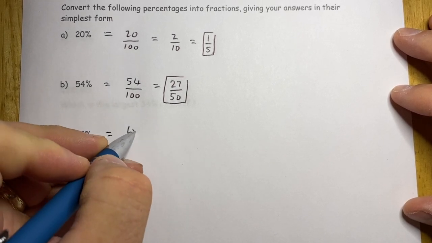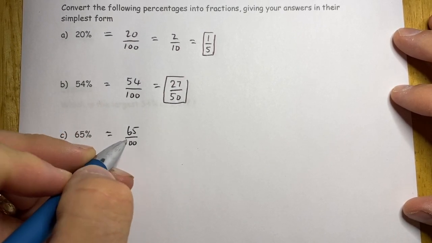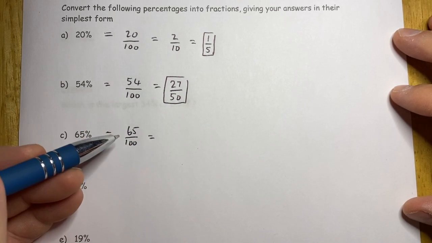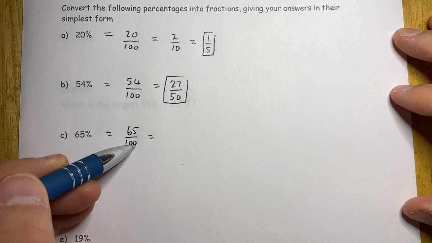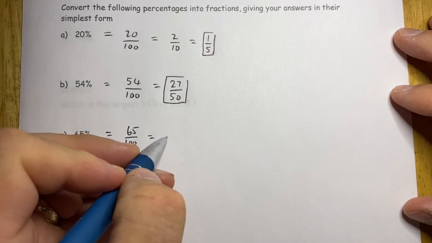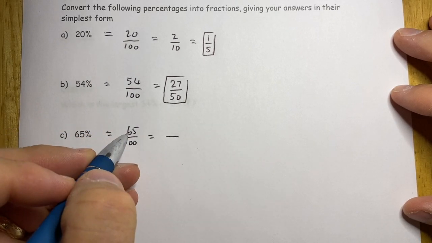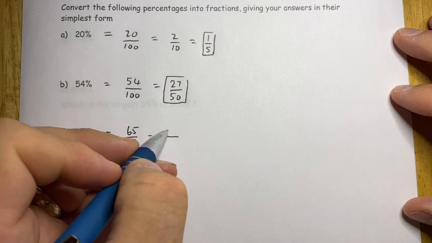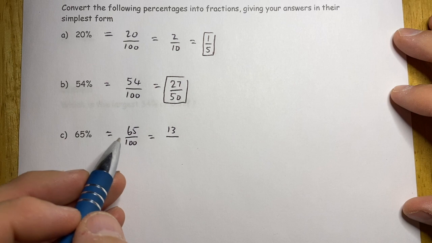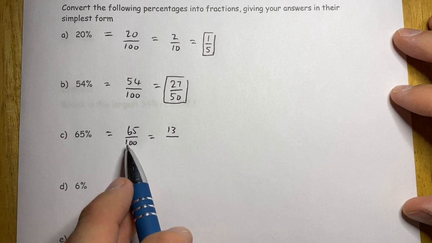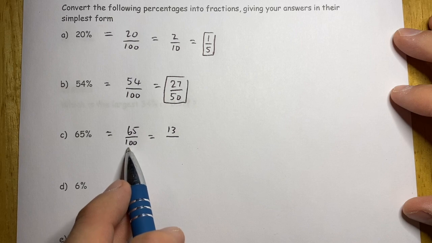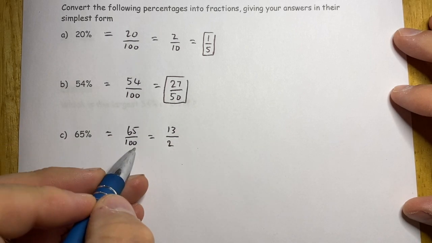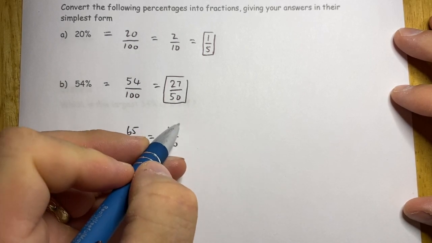65% can be written as 65 over 100. This time they're not both even, so I can't divide by 2, but that ends in a 5, that ends in a 0, so they both belong to the 5 times table. Now if I carry the 5 times table on beyond 5 12s, I get 13 times 5 is 65, and if I divide the 100 by 5, well, 5 goes into 10 twice, 0 on the end, 0 on the end.